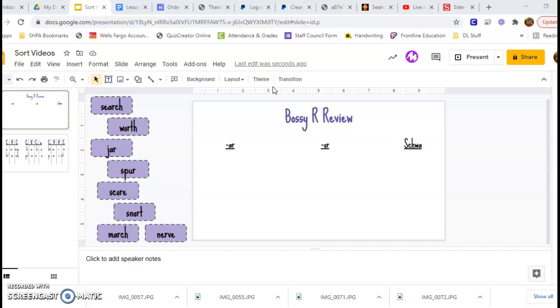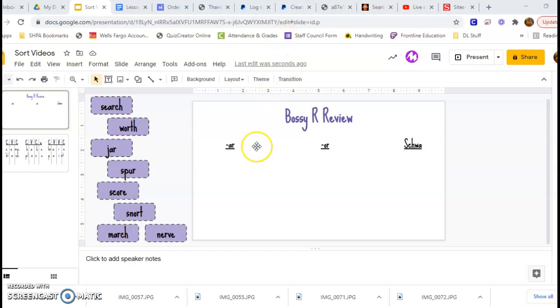So this week we're going to be wrapping up our Bossy R. I know that you kind of came in towards the end of it, but you are a really strong reader and writer, so I bet that you're familiar with a lot of these patterns even though you've never talked about them in class with us before. I bet you use them in your writing and your reading.